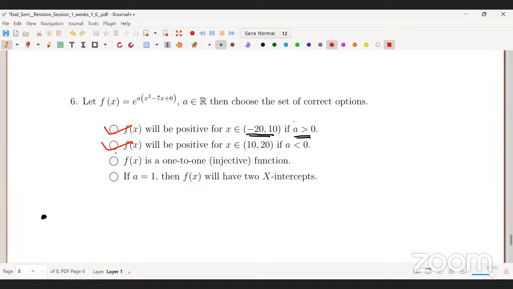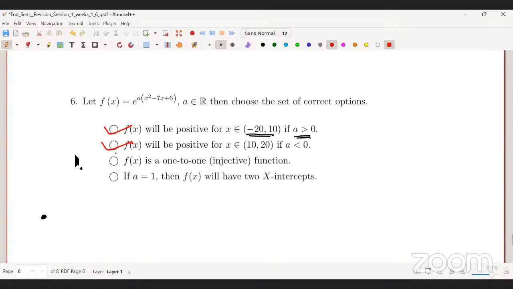Sir, one question. If the power is negative, still e power negative power is greater than 0, is that what you are saying? That is what I am saying. It will come as a fraction, 1 divided by e, and then it's positive. Yeah, I agree, but certainly e is not a rational number, e itself is an irrational number. Yes, sir, of course. I got your point.